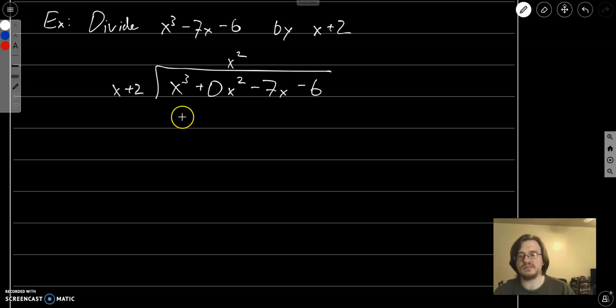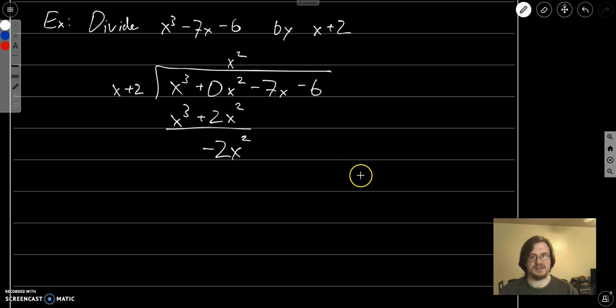X squared times x is x cubed. X squared times 2 is 2x squared. If I take x cubed minus x cubed, I get 0. If I take 0x squared and I subtract 2x squared, I'm going to get minus 2x squared. So again, we're subtracting this. I bring this down to get negative 7x.